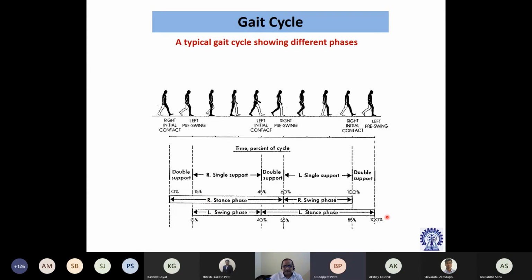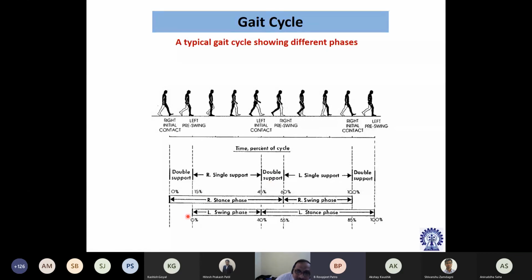So what I meant to ask is, doesn't the right single support phase coincide with the left swing phase? Yes, it does. Right, okay. The single support phase constitutes only 30% of the right cycle, and the left swing phase constitutes 40% of the left cycle. So that's where I was getting the doubt.